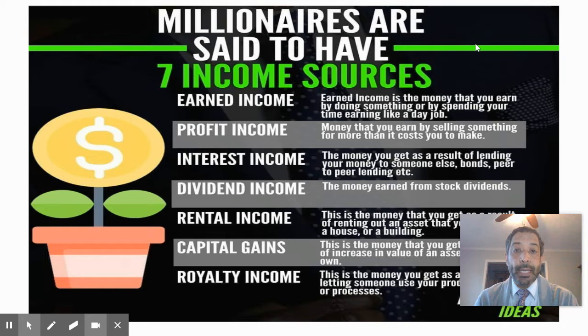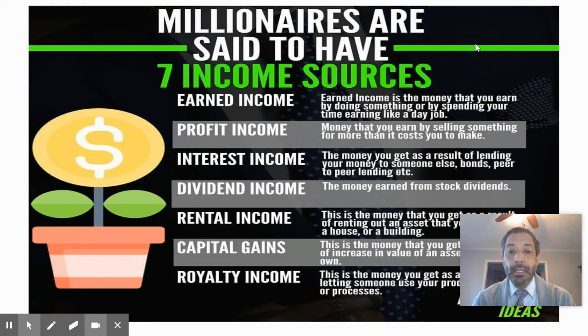What we're going to be doing is we've started looking at the 7 sources of income, and we already talked about in class what earned income is. We know that's money you get from a job, and then profit income is money you make from selling things. And then we're going to continue to work with compound interest while you're at home.